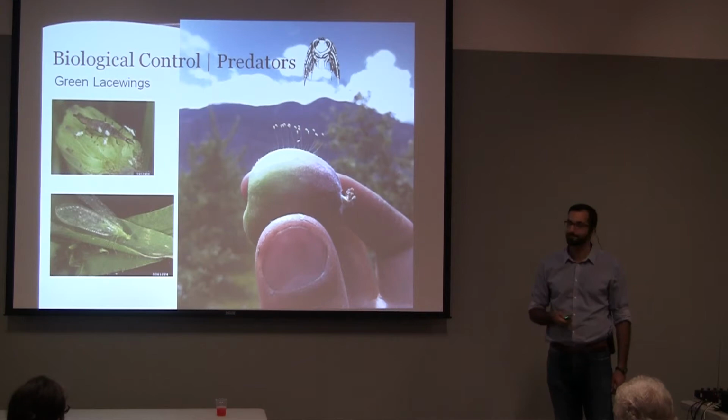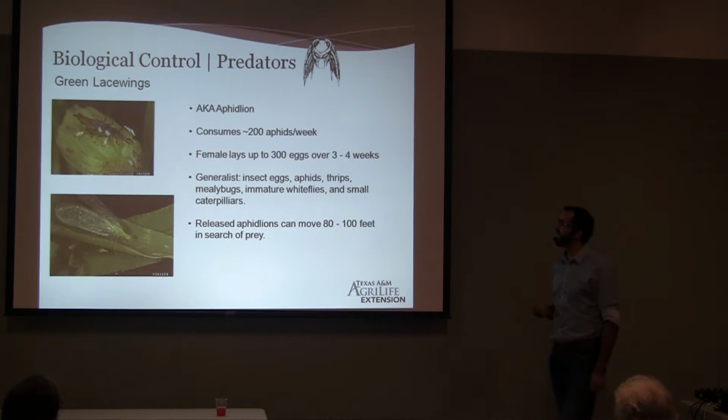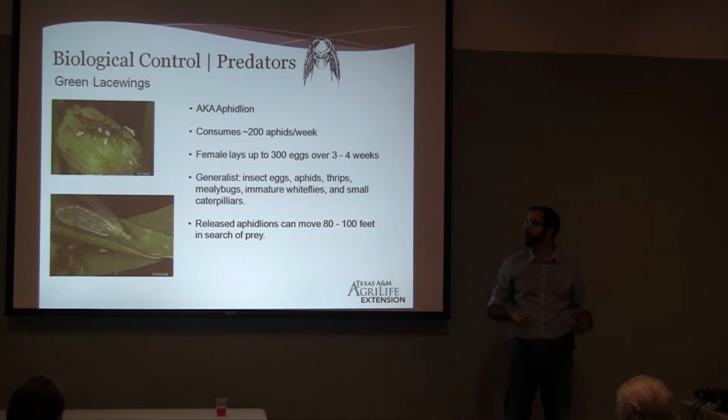Their larvae are known as aphid lions. They consume about 200 aphids per week. They work on a weekly schedule rather than daily. The females lay up to 300 eggs over 3 to 4 weeks, and they are considered generalists, so they will eat a lot of different soft-bodied insects.